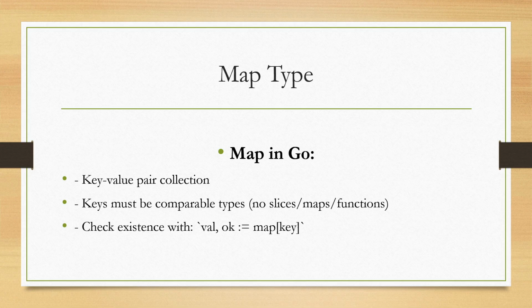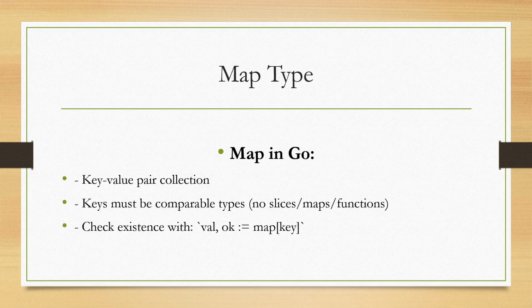Some important things to remember about maps in Go. Keys must be a comparable type. This means you can use types like strings, integers or booleans as a key, but not slices, maps or functions. That's because Go needs to compare the keys to know where to store and find them.